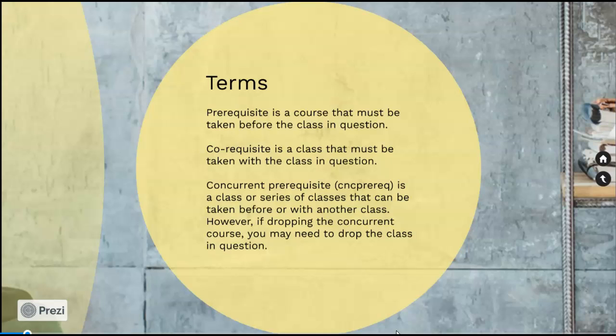Co-requisite is a class that must be taken with the class in question. For example, the chemistry lecture is a co-requisite to the chemistry lab. A concurrent prerequisite is a class or series of classes that can be taken before or with another class or series of classes. However, if dropping the concurrent course, you may need to drop the class in question.